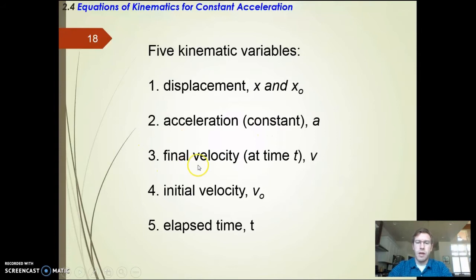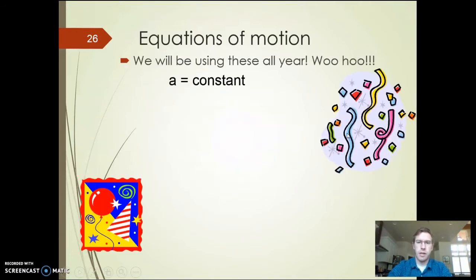All right. We then have final velocity, we have an initial velocity, and the elapsed time. Instead of doing t minus t initial, we're going to redefine t initial as 0. So the elapsed time will just be the variable t. From these, we can develop a series of kinematic equations, assuming acceleration is constant, that we get to use all year long. So look at this, get excited, boy howdy. This is basically a party of physics that we're about to have with these equations of motion.